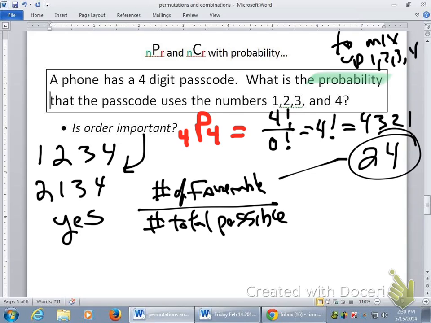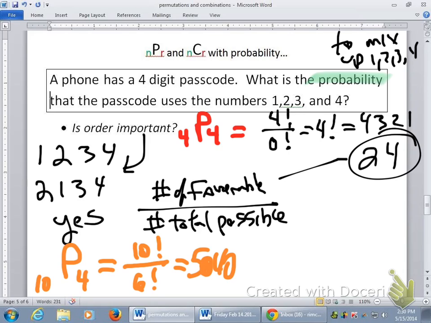I'm not limited to 1, 2, 3, and 4 anymore. I have 10 digits to choose from. So this is a permutation. I have 10 digits to choose from, and how many am I going to pick? Just 4 of them. So I need to know how many is that. That's going to be 10 factorial divided by 6 factorial, which is 10 times 9 times 8 times 7.